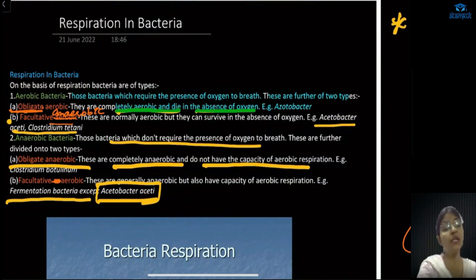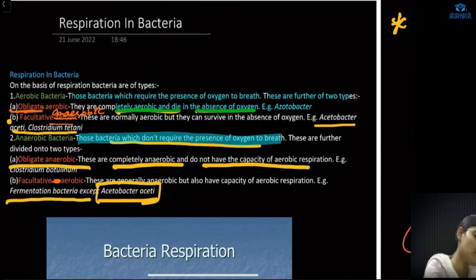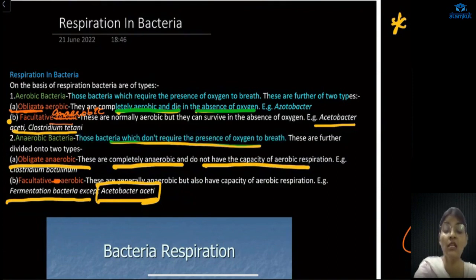Now anaerobic bacteria. Anaerobic bacteria are what? Those bacteria which do not require the presence of oxygen to breathe. These kinds of bacteria don't require oxygen to breathe, and they are further divided into two kinds: obligate anaerobic and facultative aerobic. Obligate anaerobic means they are completely anaerobic and do not require oxygen for their survival. Example is Clostridium botulinum.